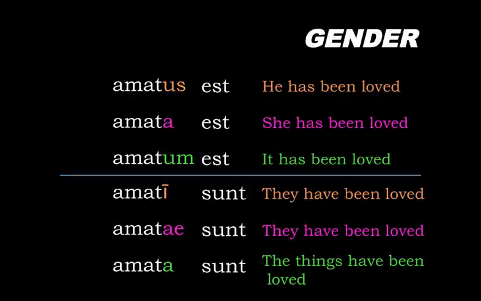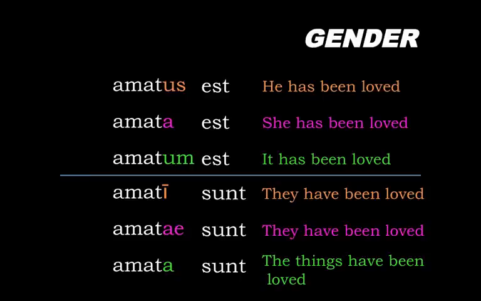For example, let's take a look at the verb in every gender, and let's use the perfect passive form. Amatus est means he has been loved, and I know it's he because of the us and the est. The est, the T indicates he, she, or it. The us indicates that it's a masculine subject. Now, if I wanted a feminine subject, I would still keep the est because it's she, but I would change that us to a. And if I wanted to indicate a neuter subject, I would change that us to um.